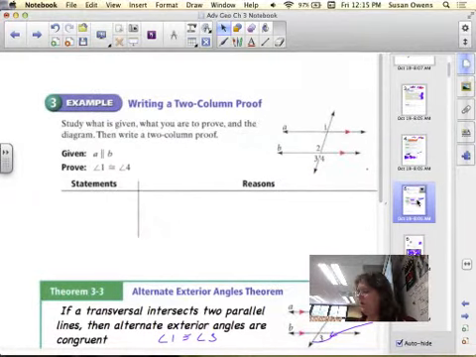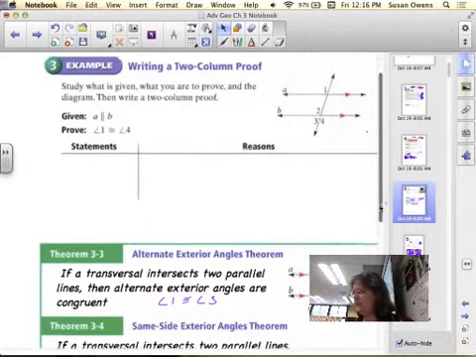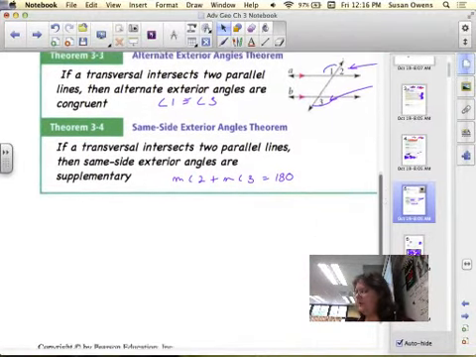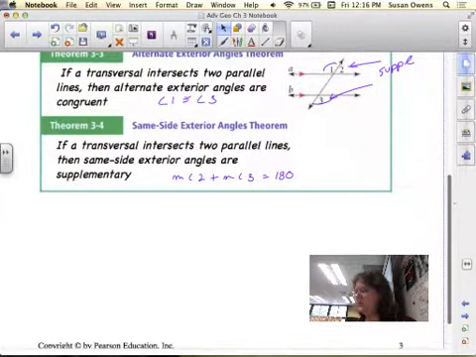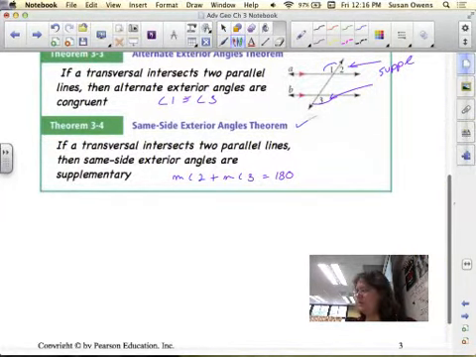Okay. For this proof, since it's another alternate interior one, I'm going to leave this one, and if you need help with it, come see me at some point and I can show you how to do it. But I want to do one of the ones that is a supplementary one. So at the bottom of the paper, I am going to prove the last theorem. I'm going to prove the same side exterior angle theorem.